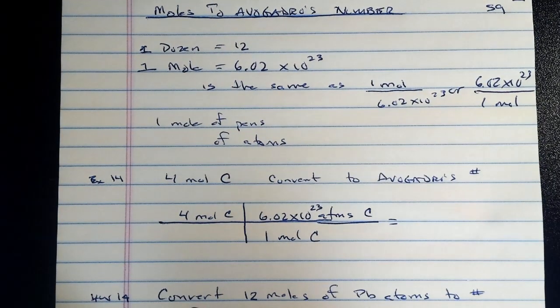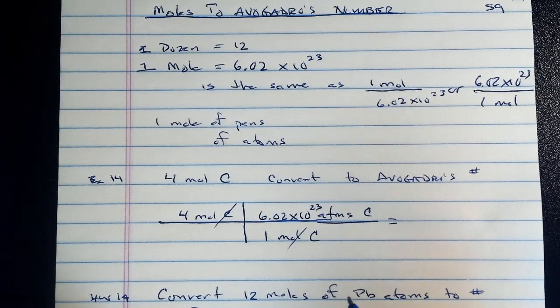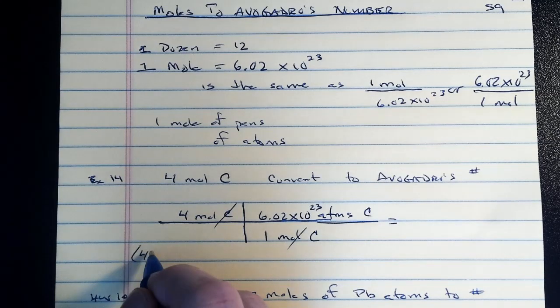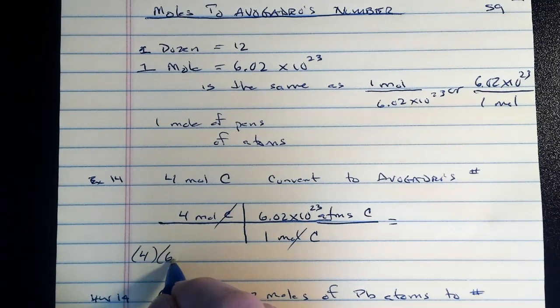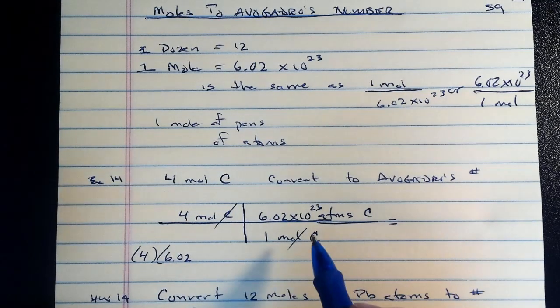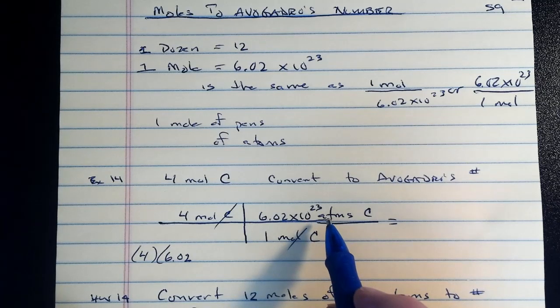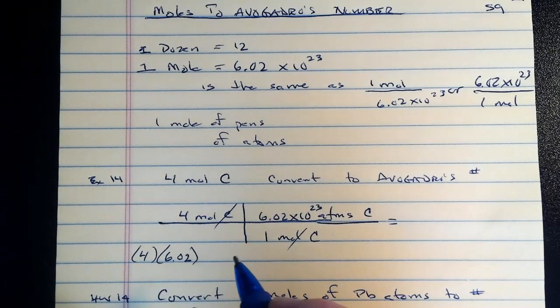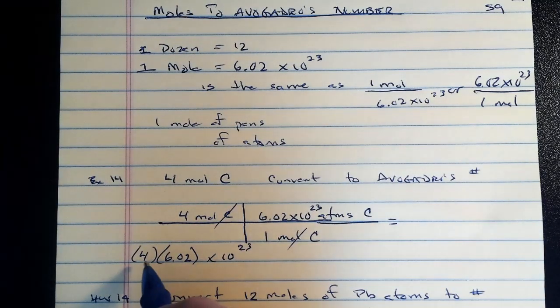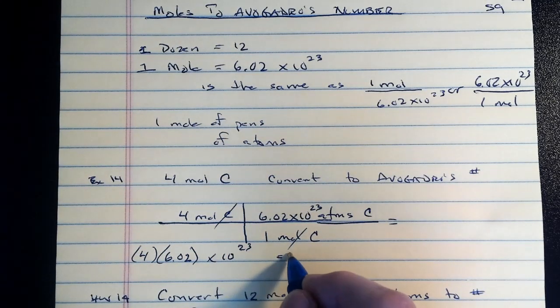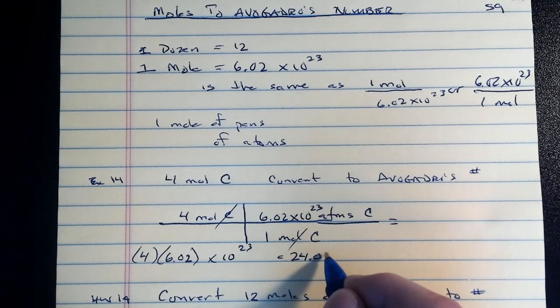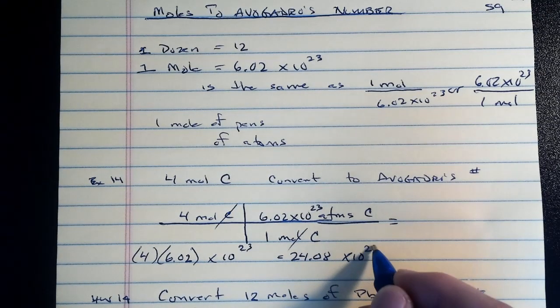So you write it like that, and we do the same thing, we multiply it out. Now when we do this, we have 4 times 6.02, and I like to separate the numbers from the power of 10, if you don't mind. We can do that, and I think it makes it a little bit easier, times 10 to the 23rd power. So we know that 4 times 6 is 24, 4 times 2 is 8, so it's going to equal 24.08 times 10 to the 23rd power.